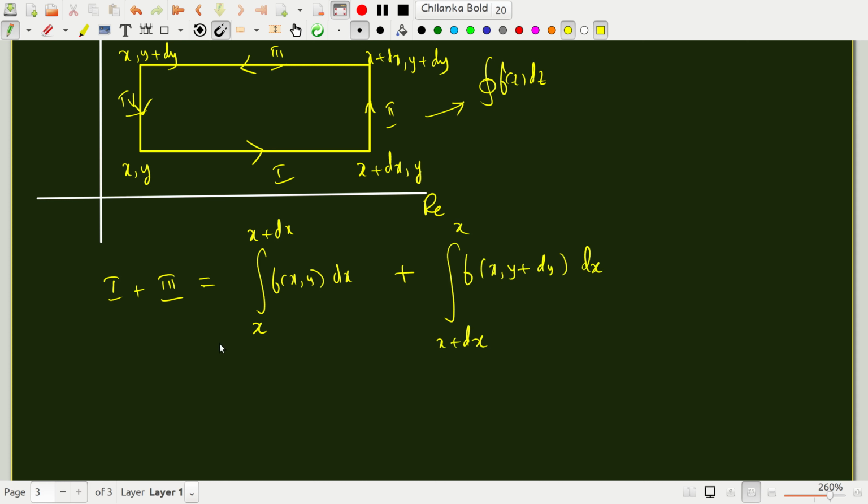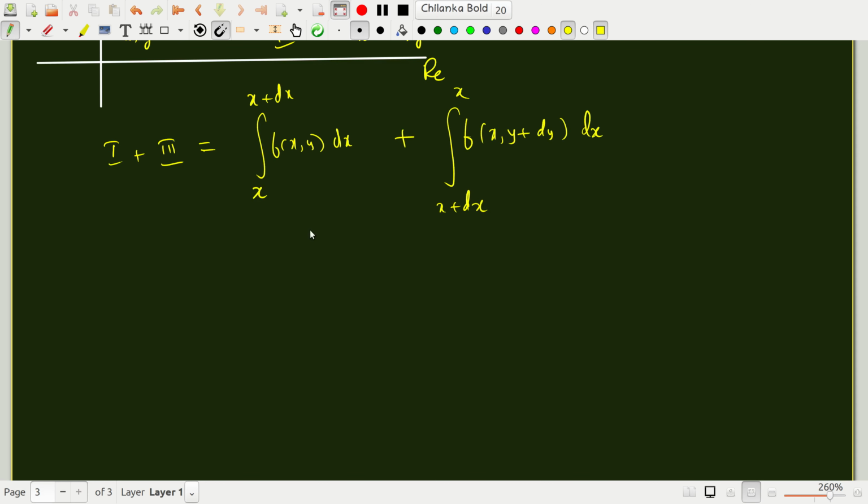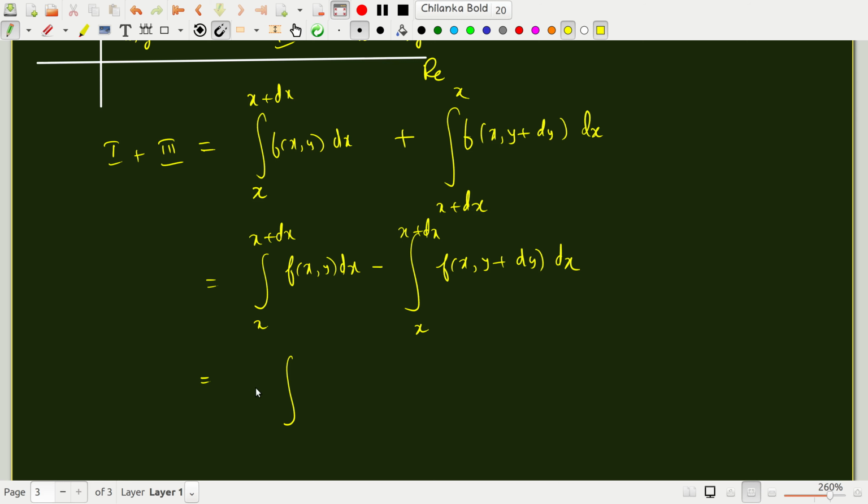Now I can flip the integral limits in the second integral and say that this is the integral of f of x y dx minus the integral from x to x plus dx of f of x, y plus dy dx. Now I can pull this together like this. I can say this is nothing but, I'll pull out a minus sign as well, the integral from x to x plus dx of f of y plus dy minus f of y, dx.